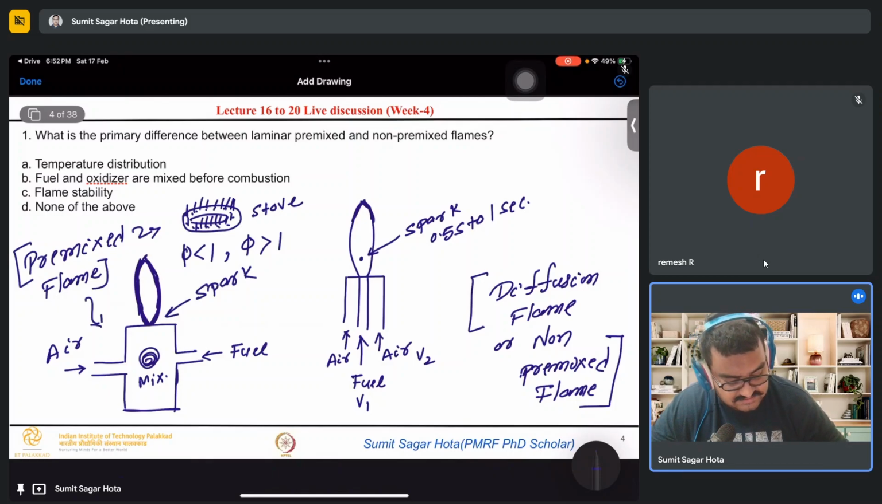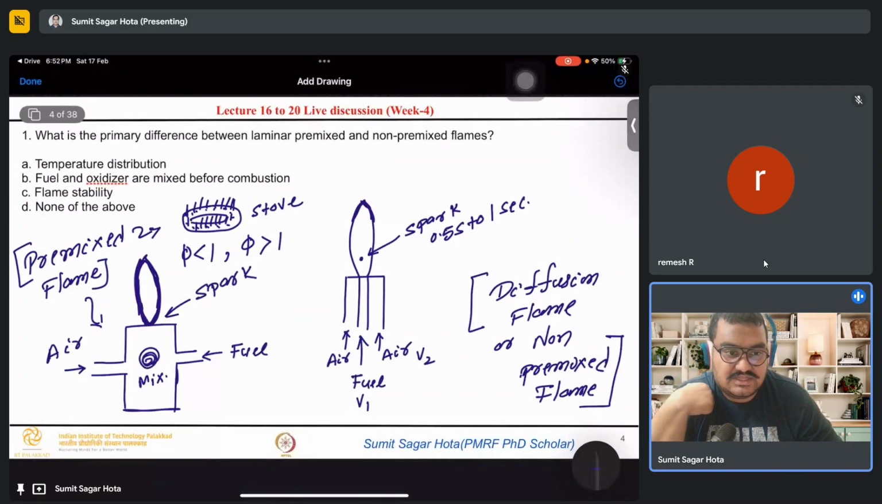Because of that, outside the combustor they mix together, and because of the spark, combustion takes place. So mixing is not of major importance. Fuels having a very low auto-ignition temperature can mostly be burned in pre-mixed flames.